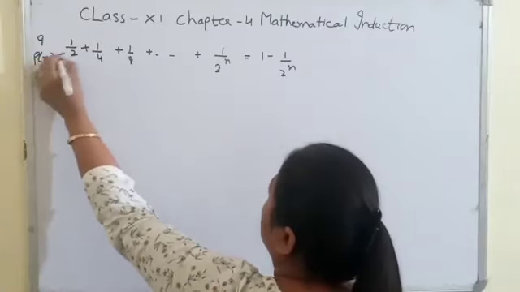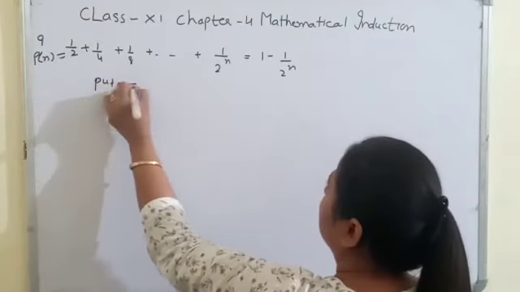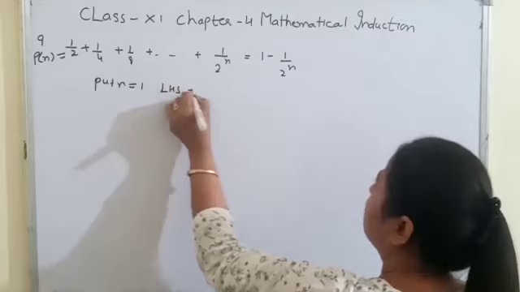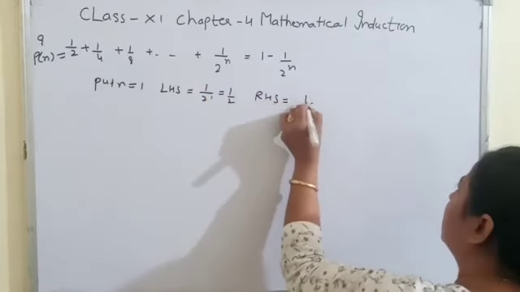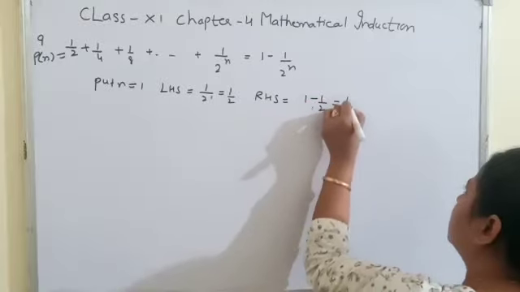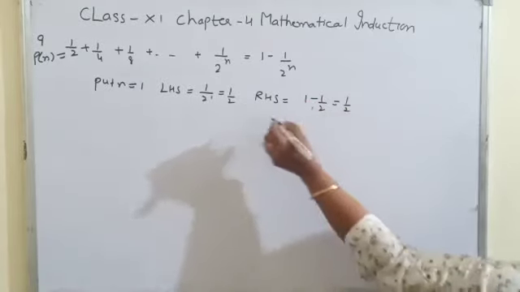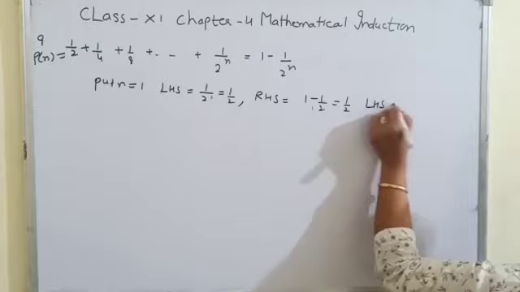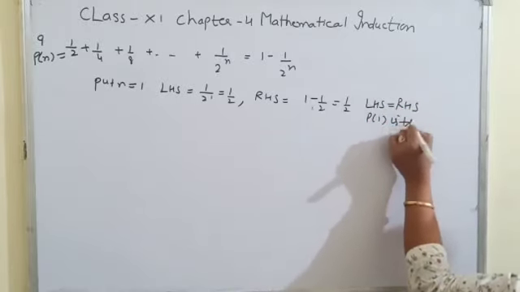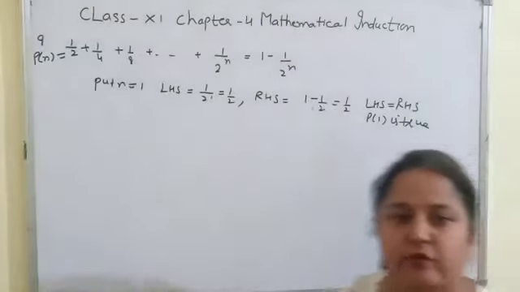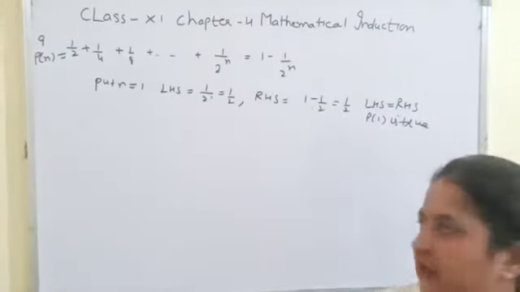This is the polynomial. Put n equal to 1. Left hand side it will become 1 by 2, and right hand side 1 minus 1 by 2, result is 1 by 2. So we can write here left hand side and right hand side, they both are true. P1 is true. Second, we will assume it for n equal to k, that is true.